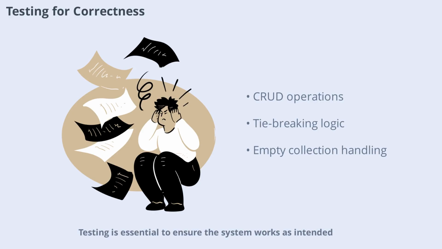Testing is essential to ensure the system works as intended. We need to verify that updates, removals, and top K queries all produce correct results. This includes basic CRUD operations, tie-breaking logic, and handling of empty collections. Comprehensive testing helps catch bugs early and guarantees reliability.